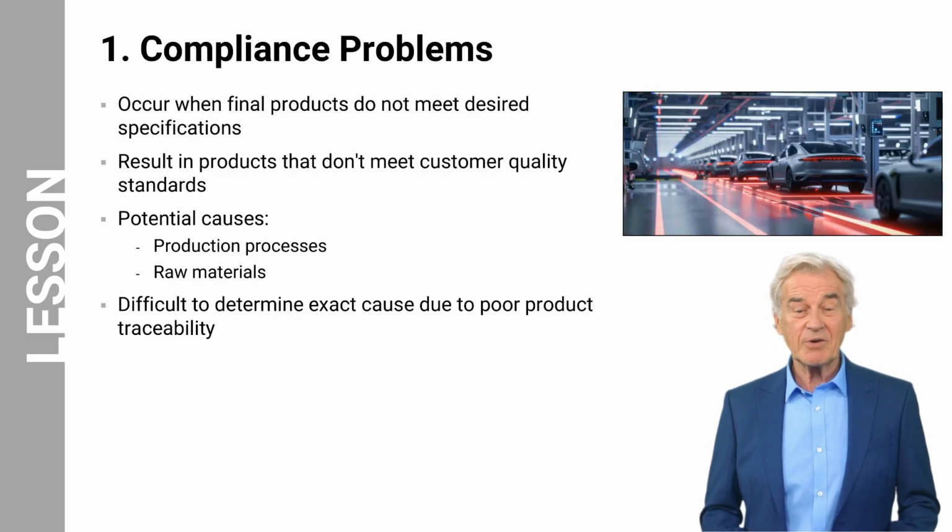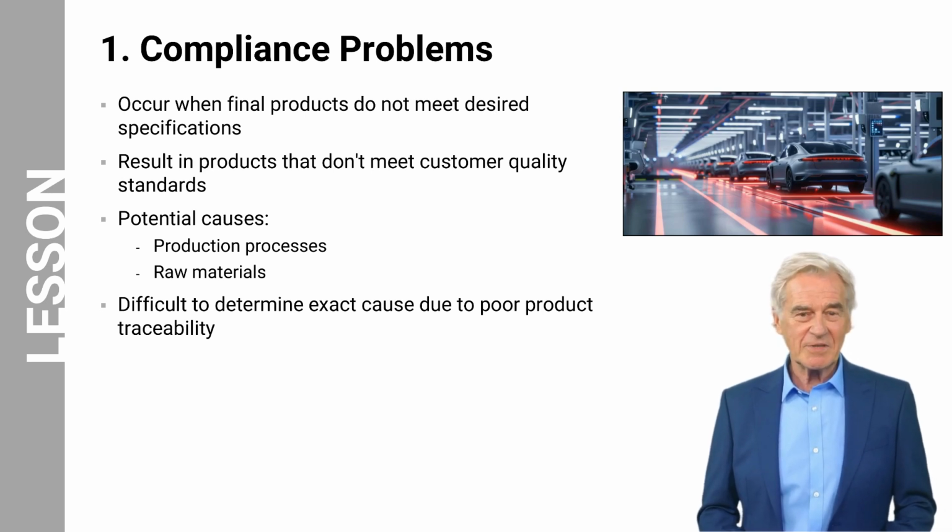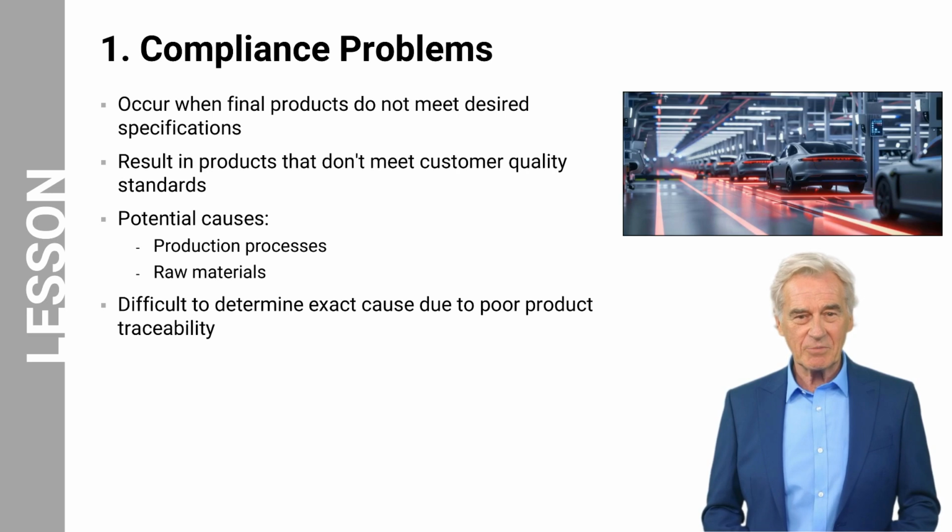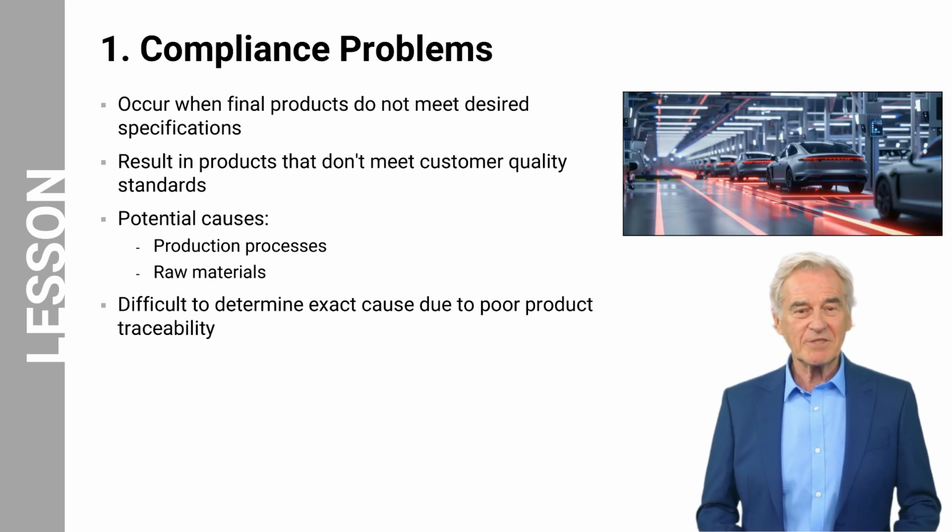Compliance problems occur when the final products of a company do not meet the specifications that they were designed to meet. This could be due to a problem within the production process, or even a problem with the raw materials used to create the product. Compliance problems are important to fix because the finished products are not up to the standards of quality that the customer expects. It may be difficult to determine the true cause of compliance problems due to poor product traceability.